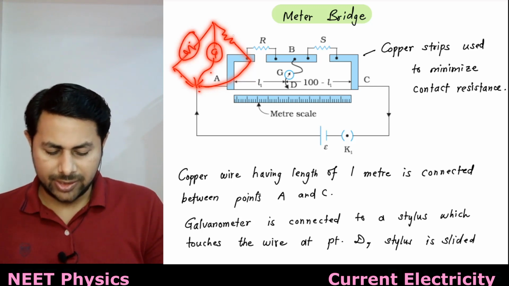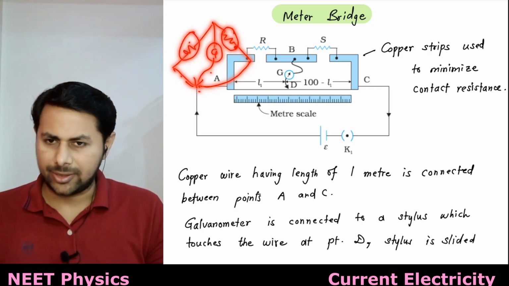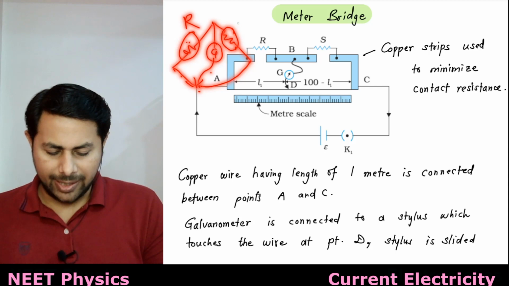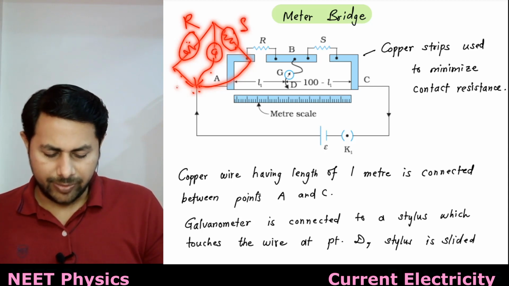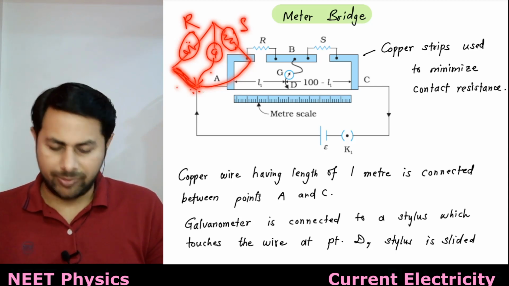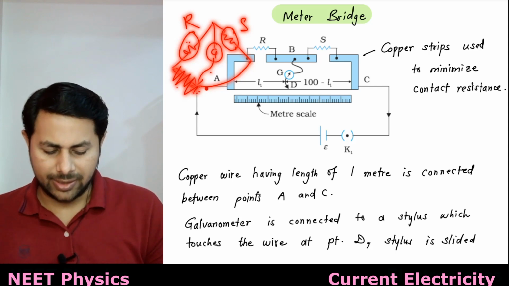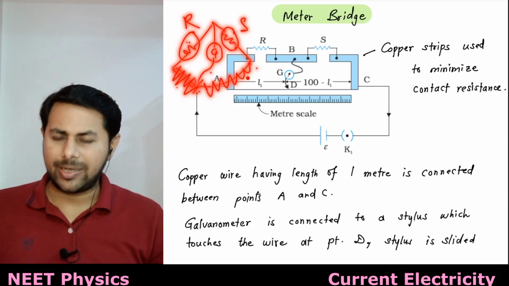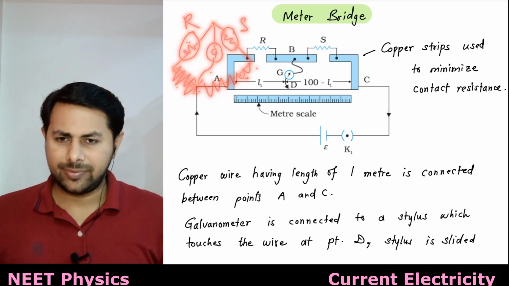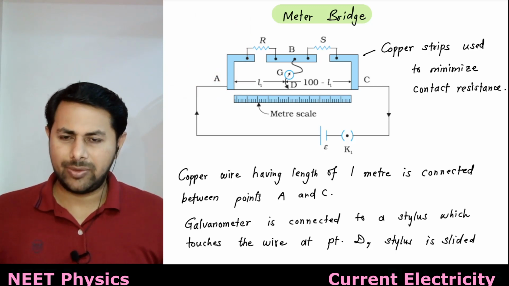So the resistance of this part divided by the resistance of this part, R by S, would be equal to the resistance of this much part of the wire divided by the resistance of this part of the wire. So it's just like the bridge. Is this thing clear, everyone?